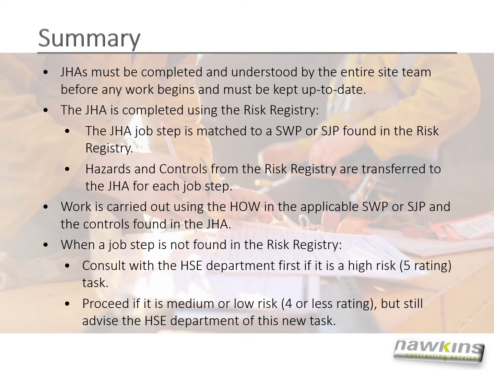In summary, JHAs must be completed and understood by the entire site team before any work begins, and they must be kept up to date. The JHA is completed using the risk registry. The JHA job step is matched to a safe work practice or safe job procedure found in the risk registry. Hazards and controls from the risk registry are transferred to the JHA for each job step. Work is carried out using the how in the applicable safe work practice or safe job procedure and the controls found in the JHA.